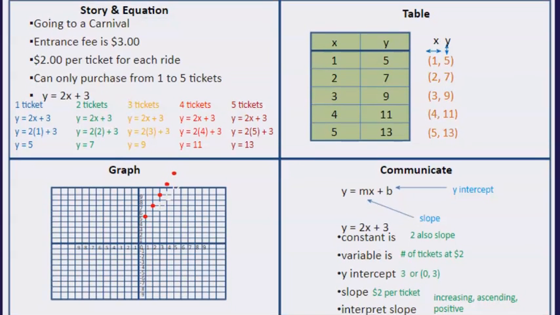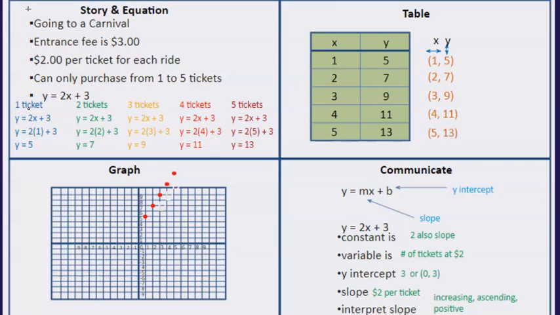Story and equation. So we're going to a carnival. The entrance fee is $3. It's $2 per ticket for each ride. You can only purchase 1 to 5 tickets. So to model this, we can have y equals 2x plus 3, where 2 is how much money it is per ticket, and 3 is the entrance fee. You only have to pay the entrance fee once, but you might ride more than one ride, and so that's why 2 is the one that's with the variable.